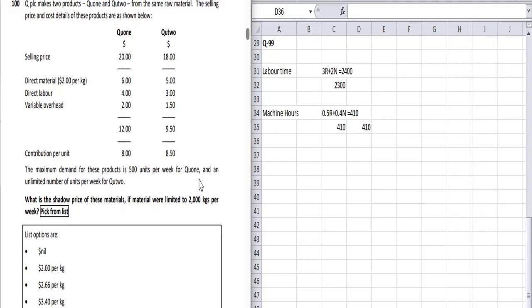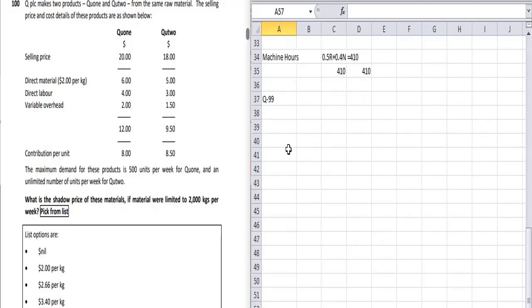Okay, so the question number is 99, right? So let's read out the scenario.